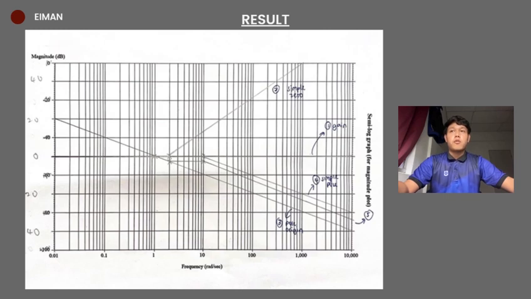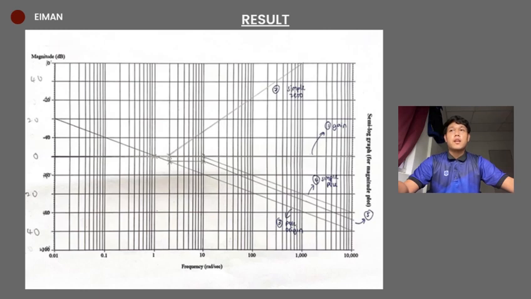For step 4, the pole at omega 10, the final component is the pole at omega 10. A pole adds a slope of negative 20 dB per decade. So starting at omega 10, the slope becomes negative 20 dB per decade again.